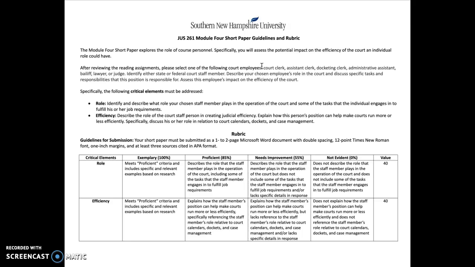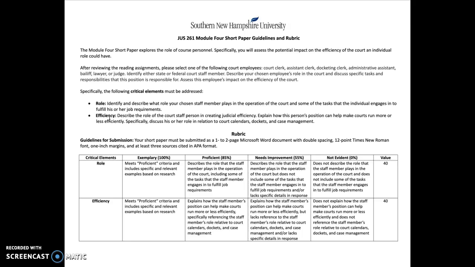All right, so again, you need to identify and describe what role your chosen staff member plays in the operation of the court and some of the tasks that the individual engages in, again, to fulfill his or her job requirements. Right? The second thing you're going to look at is efficiency, and you're going to describe the role of the court staff person.